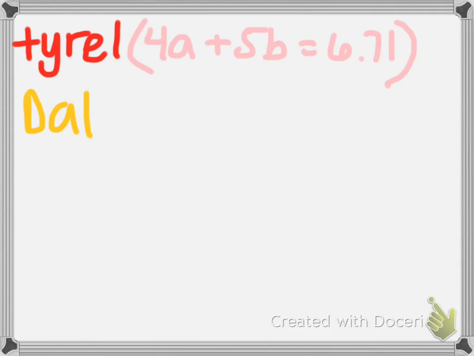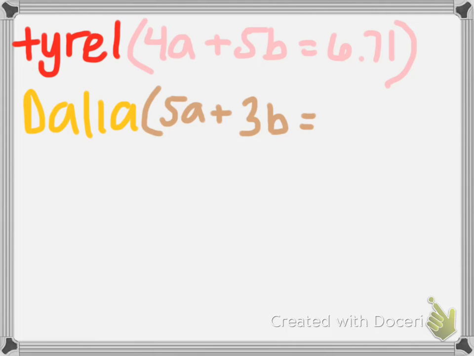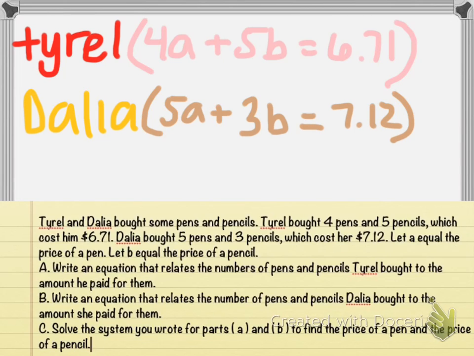Tyrell: 4A plus 5B equals 6.71, and Dahlia: 5A plus 3B equals 7.12. If you don't remember the amount of pencils and pens each of our characters bought, go back to your problem and double check.